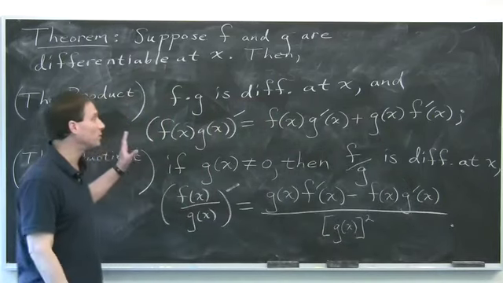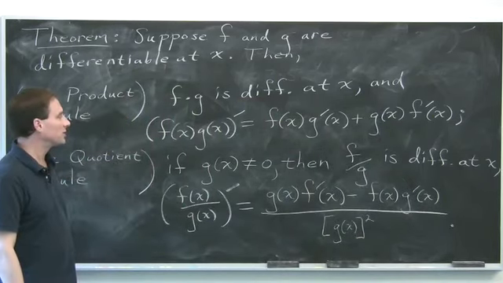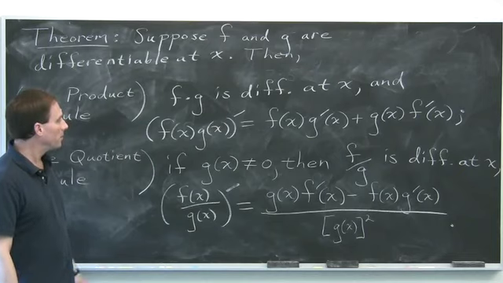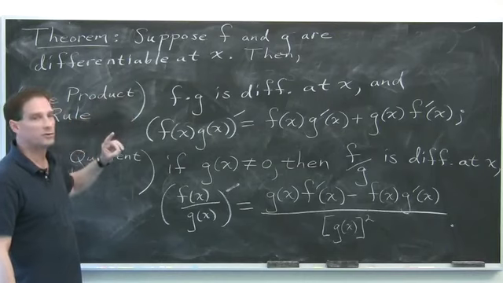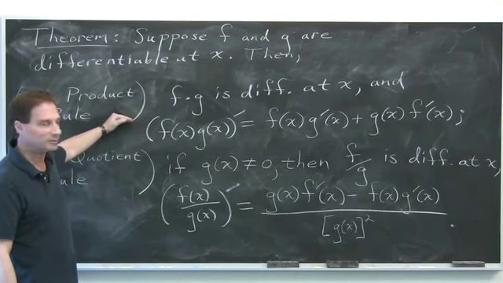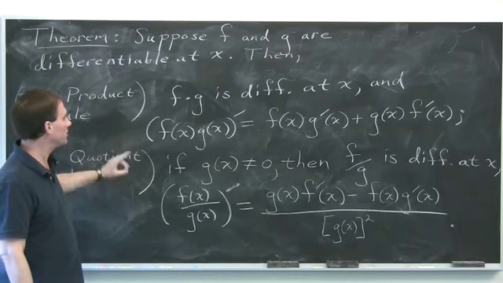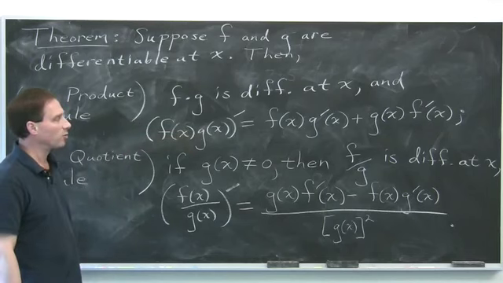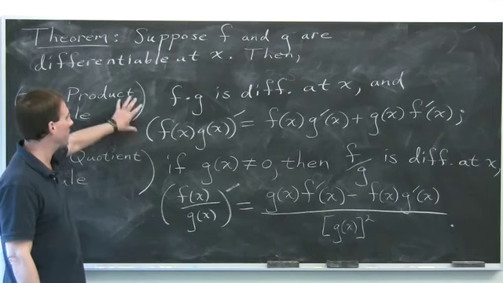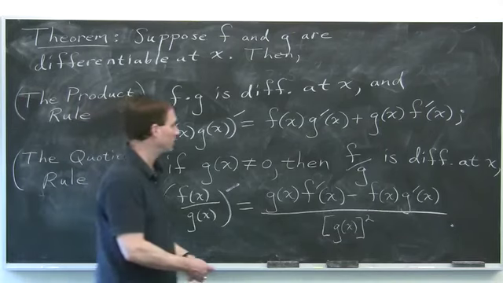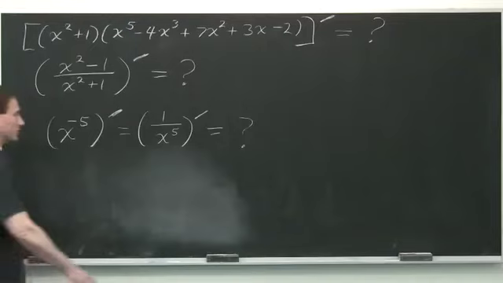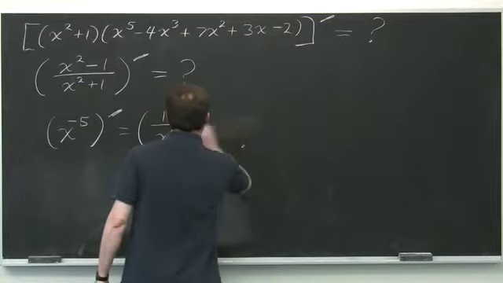These are the product rule and the quotient rule. We're going to do a bunch of examples with them. But first I'll give you the power rule for integer powers, and then I'll come back and prove the product rule for you, and leave the quotient rule as an exercise for you to read in the textbook.